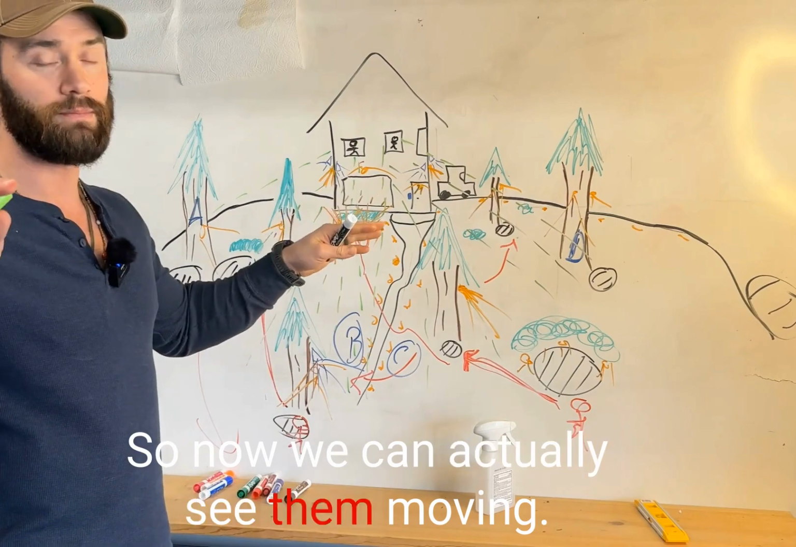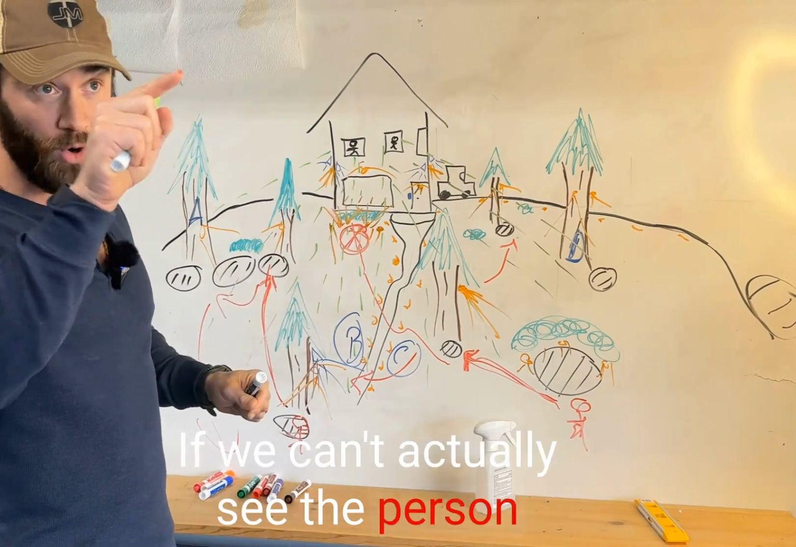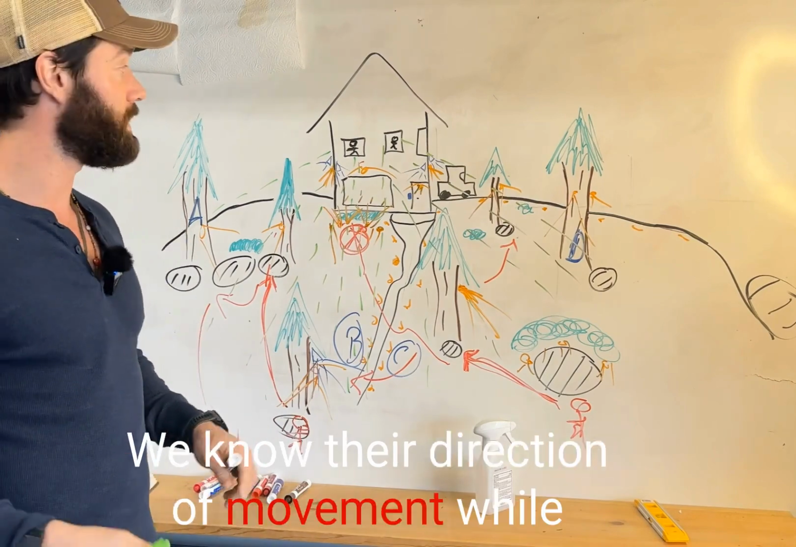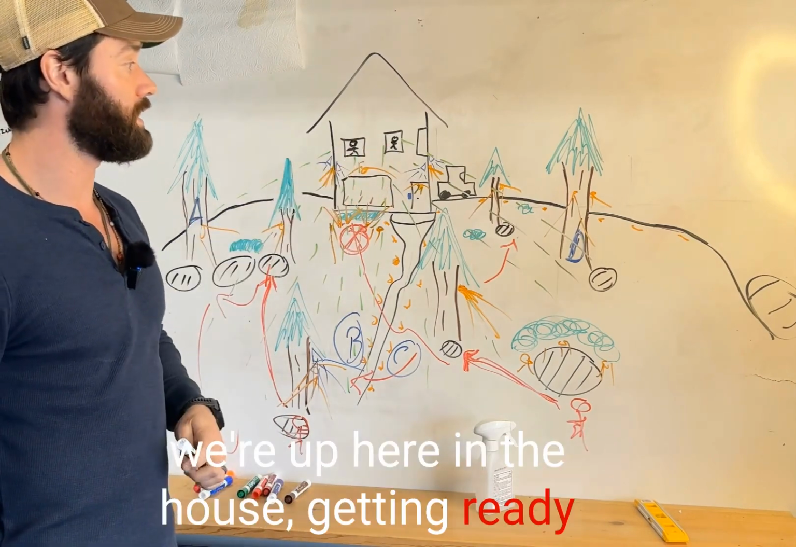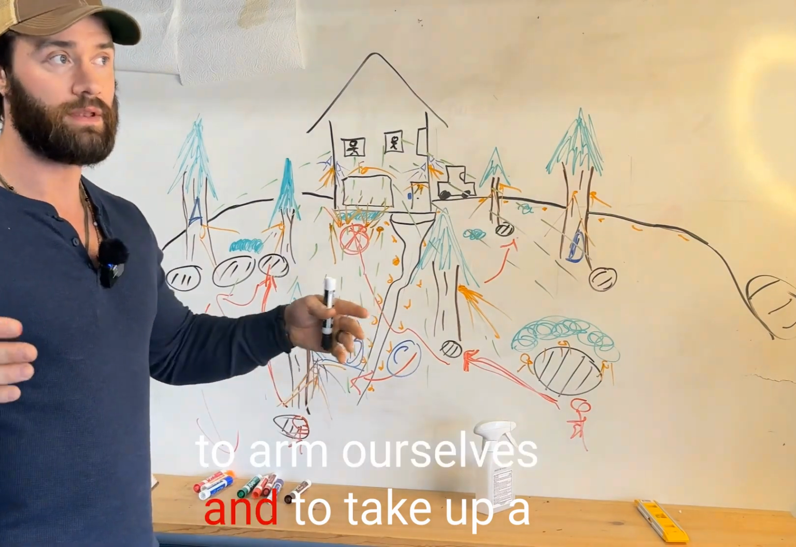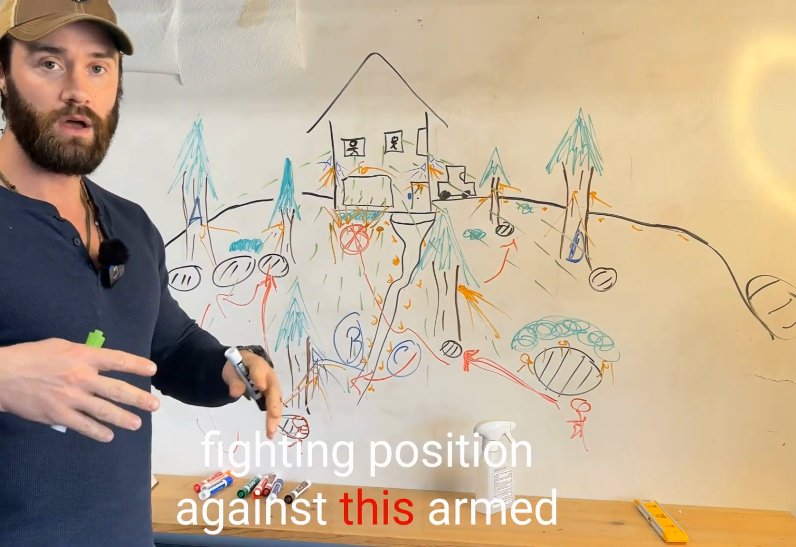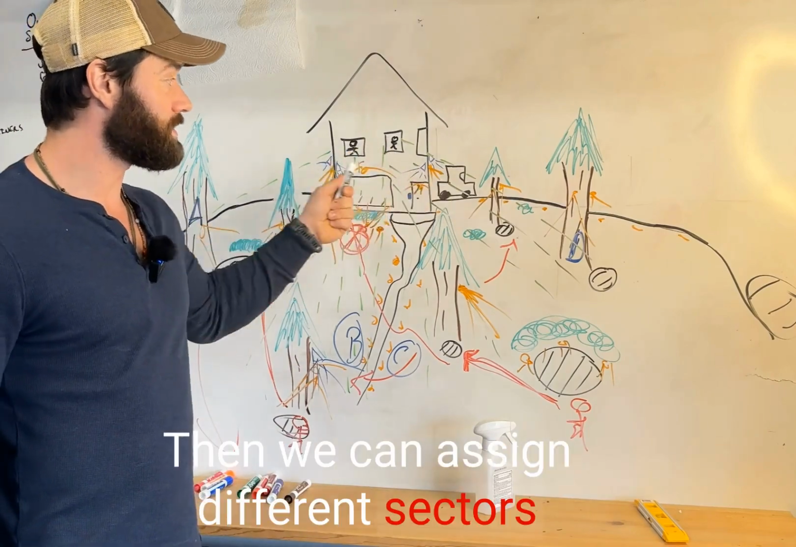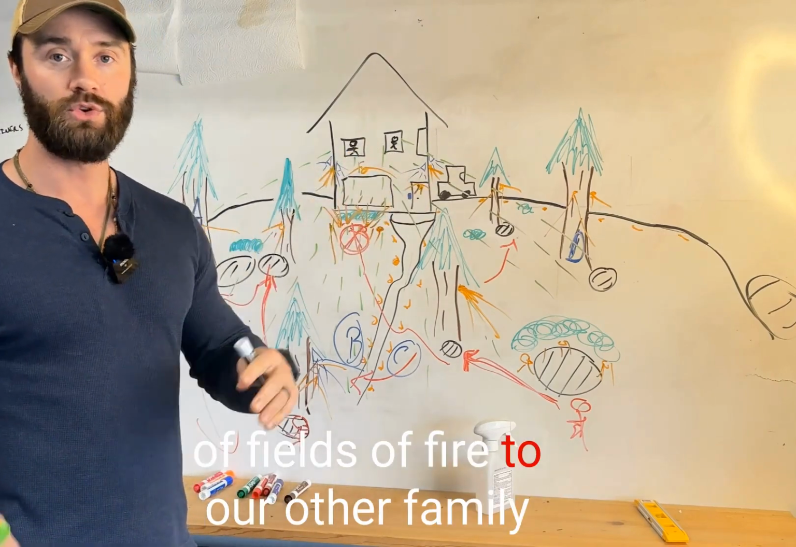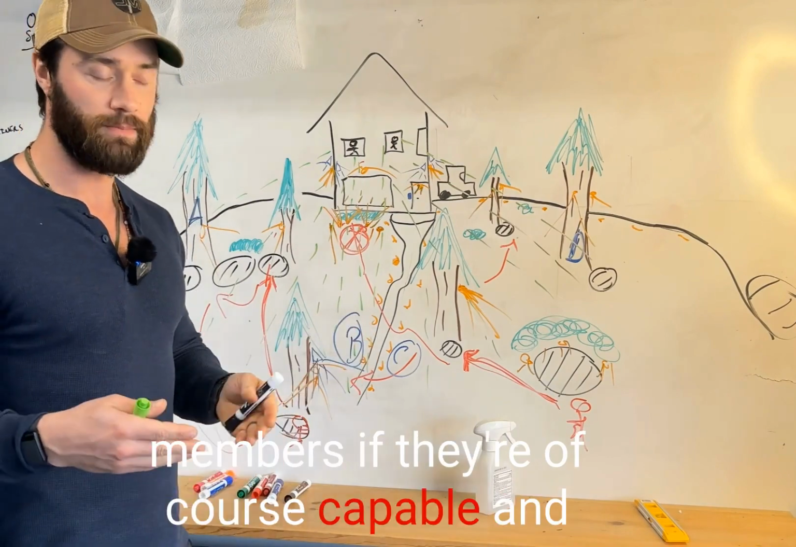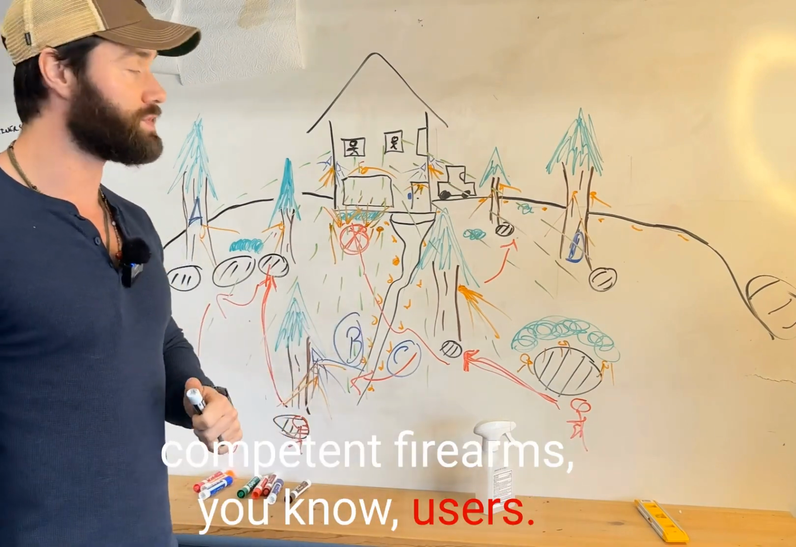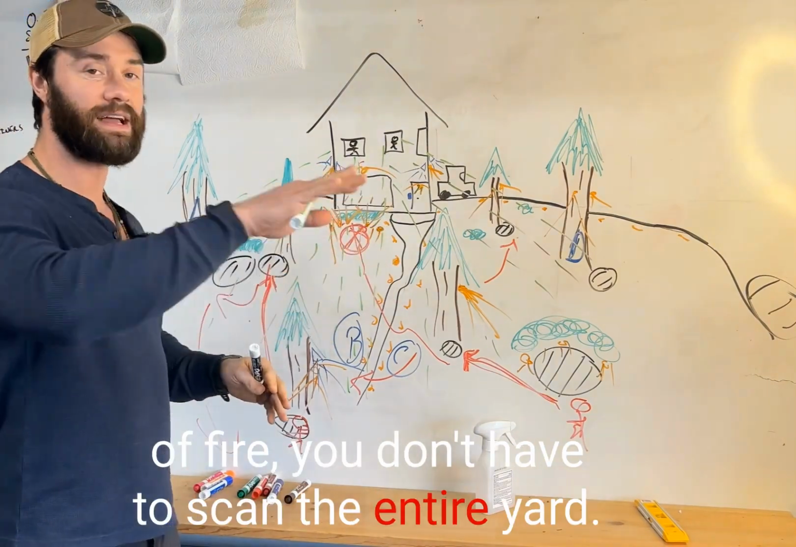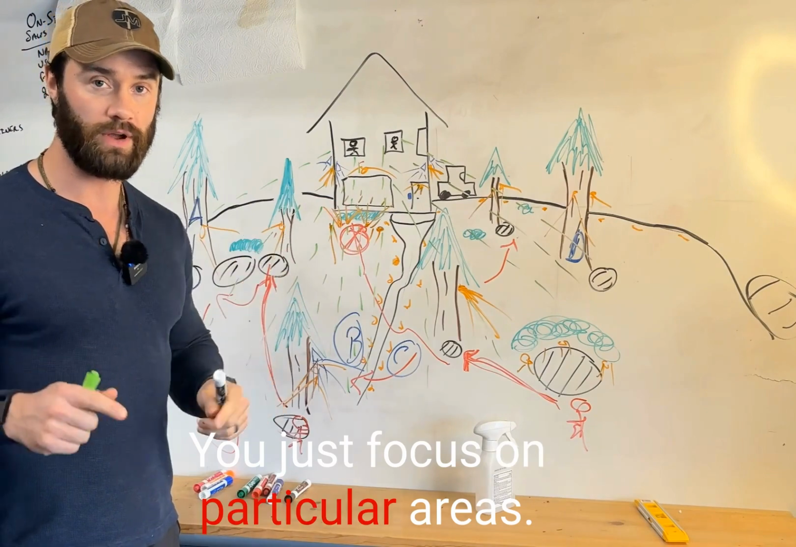So now we can actually see them moving. If we can't actually see the person, individual, we can see the lights going off. We know their direction of travel, we know their direction of movement, while we're up here in the house getting ready to arm ourselves and to take up a fighting position against this armed group of criminals. Then we can assign different sectors of fields of fire to our other family members if they're, of course, capable and competent firearms users. So now that we have pre-designated sectors of fire, you don't have to scan the entire yard. You can just focus on particular areas.